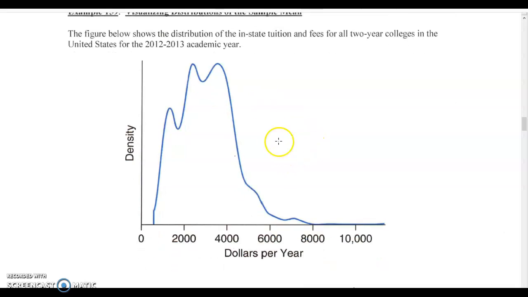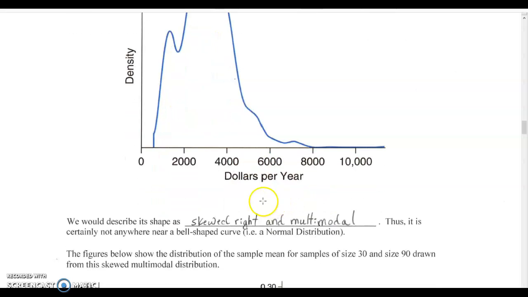Now, hopefully, if you're looking at this and I asked you to describe the shape of it, how would you describe it? It looks to be multimodal and probably skewed right. So it's certainly not a normal distribution, that's for sure. It's not a bell-shaped curve. So yes, we would describe its shape as skewed right and multimodal. Thus, it is certainly not anywhere near a bell-shaped curve, in other words, a normal distribution.